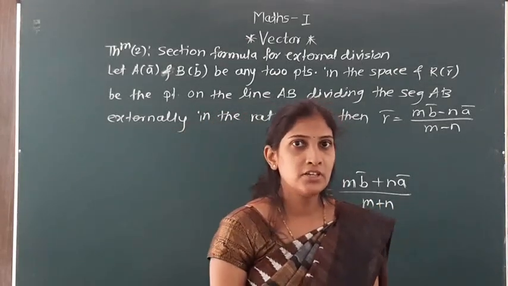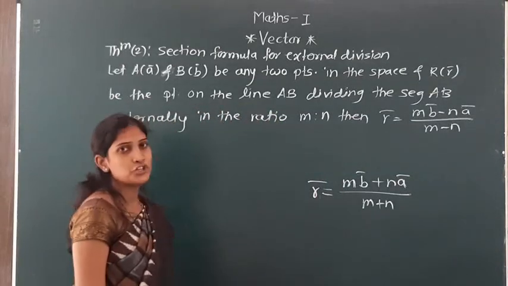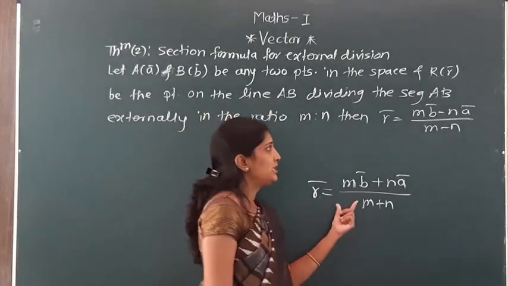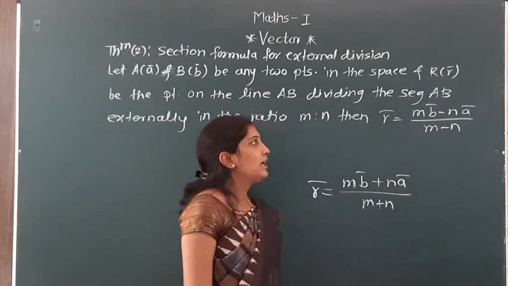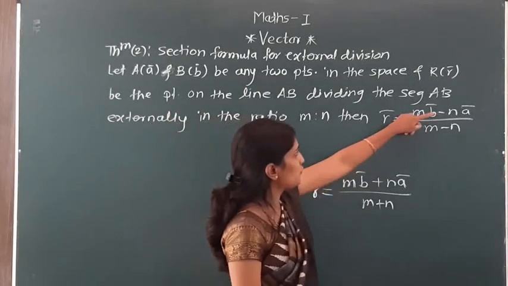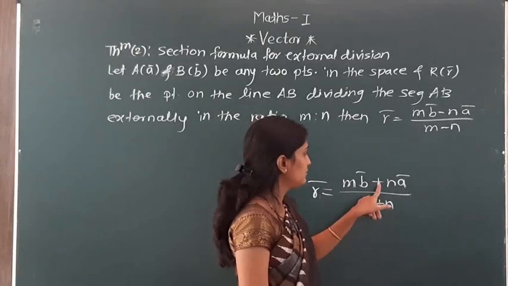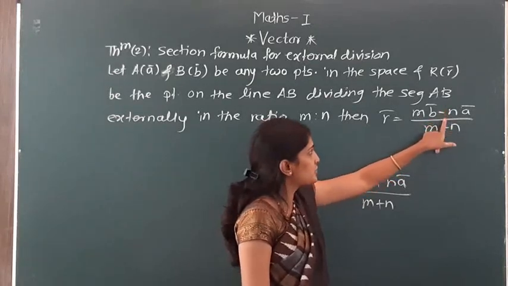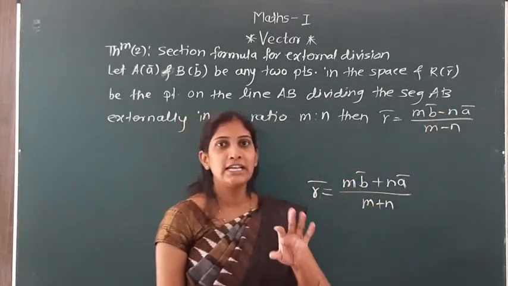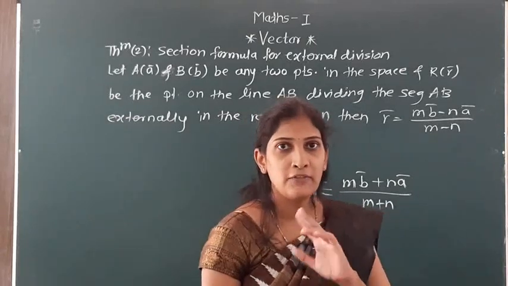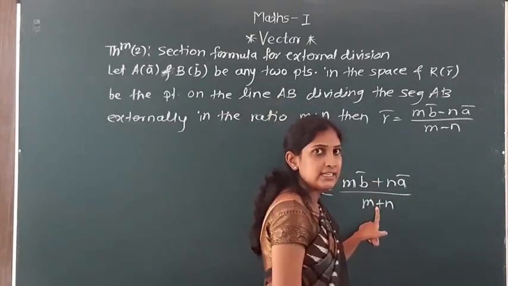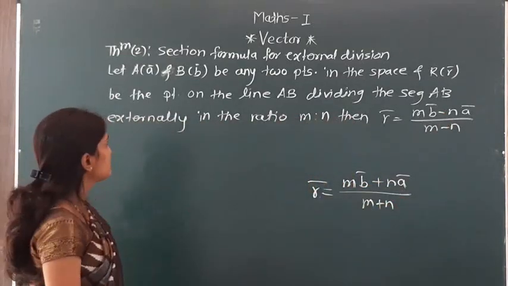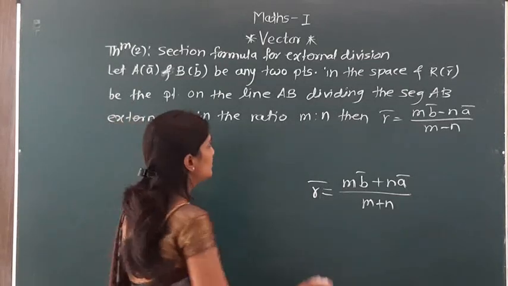In this lecture, we study the section formula for external division. This is the section formula for internal division and this is the section formula for external division. There is only a difference of a sign. Here is a plus sign on numerator and denominator, and here is a minus sign, that is on the RHS numerator and denominator. This is the only difference between internal division and external division. In internal division, there is a plus sign, and in external division there is a minus sign. So the next theorem, theorem second, is the section formula for external division.